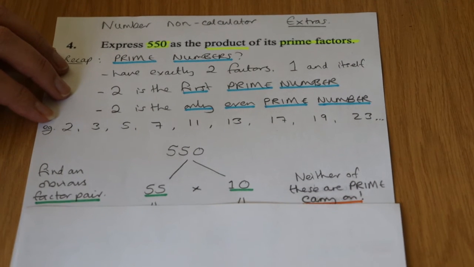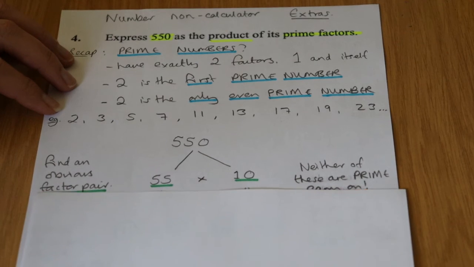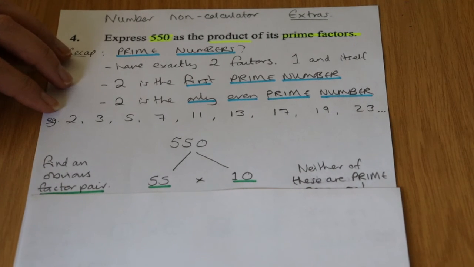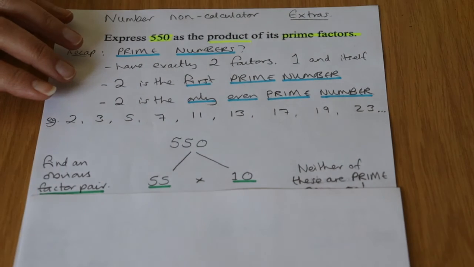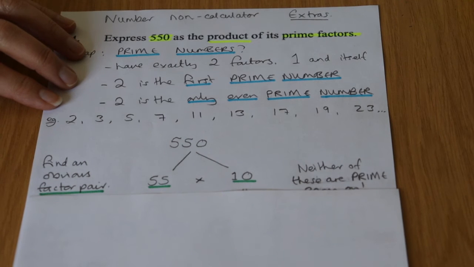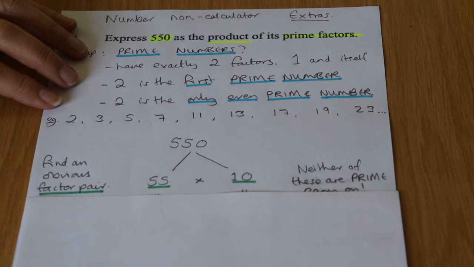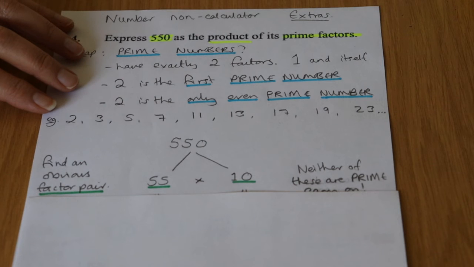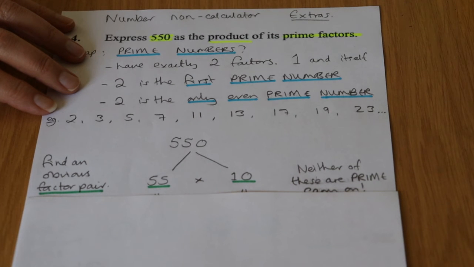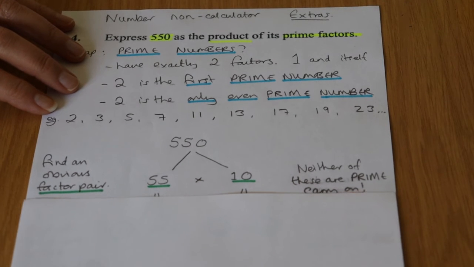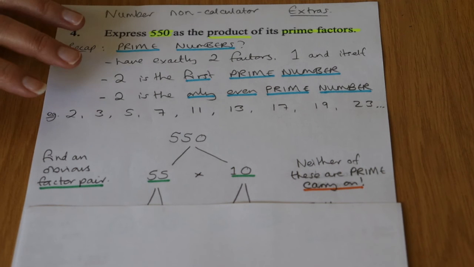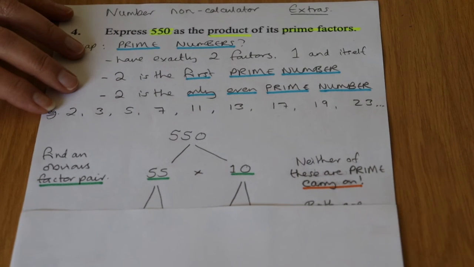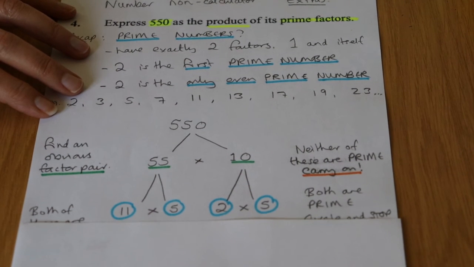So here we go. First step is to look at the number you're given, 550. First thing is to find an obvious factor pair. So here the obvious one is to choose 55 times 10. You can choose other factor pairs here, but this is a nice one to start with as it ends with a 0. So neither of these numbers, 55 and 10, are prime, so you carry on down your prime factor tree.